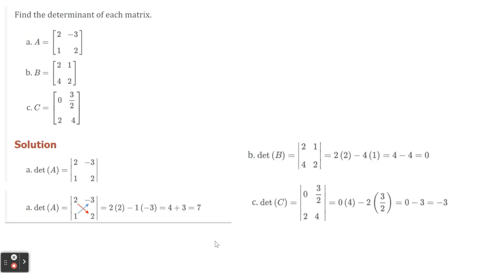And then letter C, we're going to have 0 times 4 minus 2 times 3 halves. 0 times 4 is 0, and 2 times 3 halves is 3. So we end up with 0 minus 3 equals negative 3.